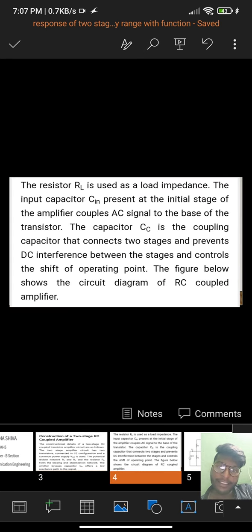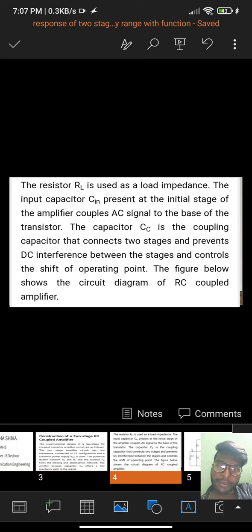The resistor RL is used as a load impedance. The input capacitor Cin present at the initial stage of the amplifier couples the AC signal to the base of the transistor. The capacitor Cc is the coupling capacitor that connects the two stages and prevents DC interference between the stages and controls the shift of operating point.